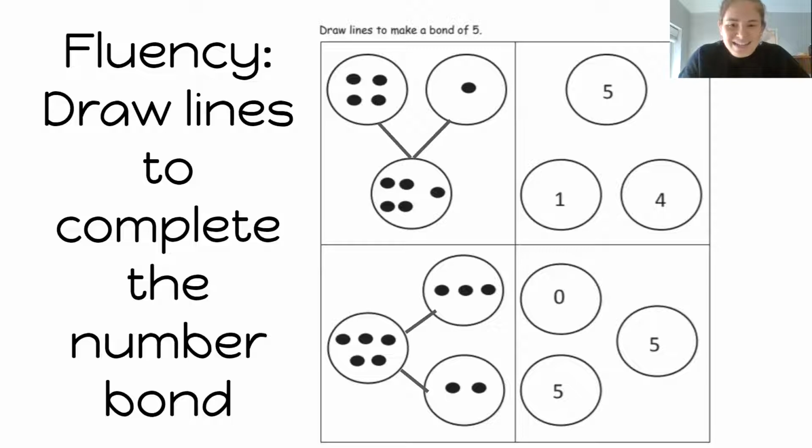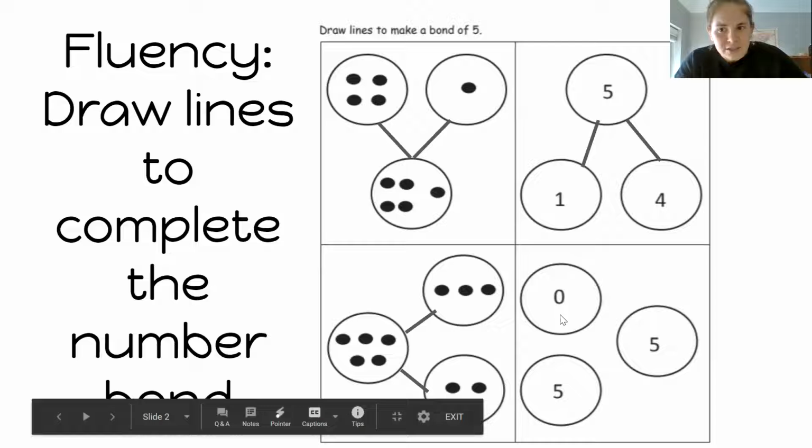Good thinking. I'm going to draw a line from the 1 to the 5 and from the 4 to the 5. Now this is telling me 1 and 4 come together to make 5. Nice job. One more. Ready, scholars?